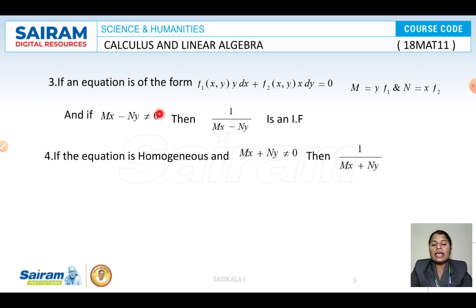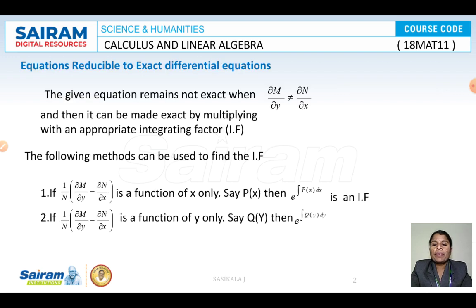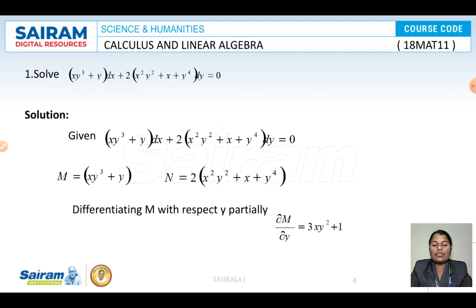Then for an equation of the form f1(x, y) dx plus f2(x, y) dy equal to 0, you can write M equal to y f1 and N equal to x f2. If Mx minus Ny is not equal to 0, then 1 by (Mx minus Ny) is an integrating factor. Similarly, if we have a homogeneous equation with Mx plus Ny not equal to 0, then 1 by (Mx plus Ny) is an integrating factor. So these are the general methods. Four methods are followed to find the integrating factor, but here we have only two integrating factors with one method. We will see the example.